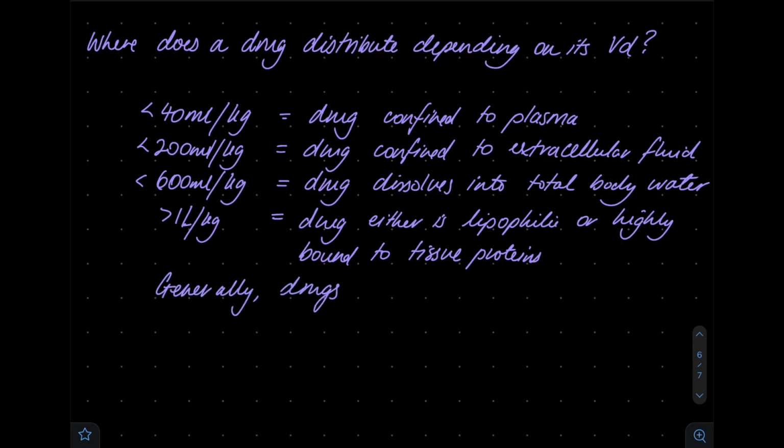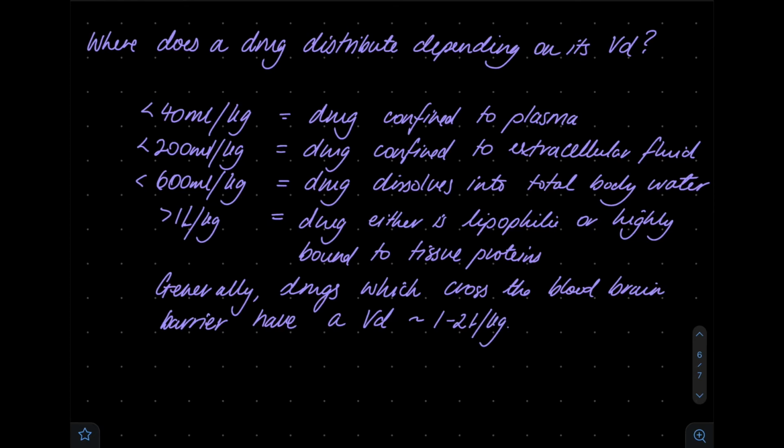Generally, drugs which can cross the blood-brain barrier and thus can exert an effect on the central nervous system tend to have a volume of distribution greater than 1 to 2 liters per kilogram.